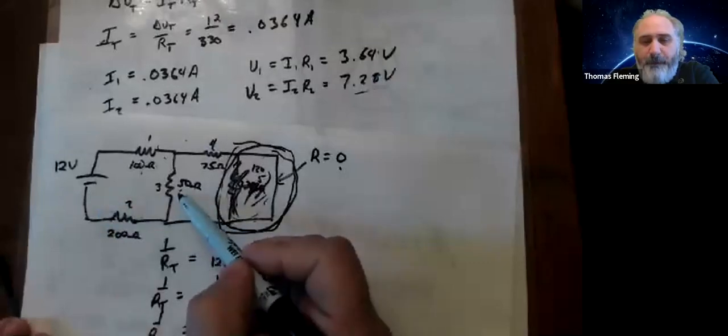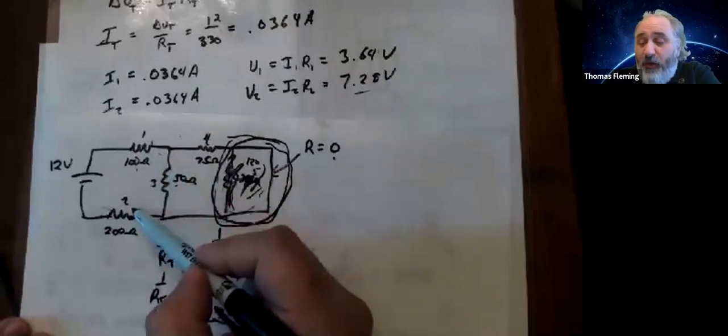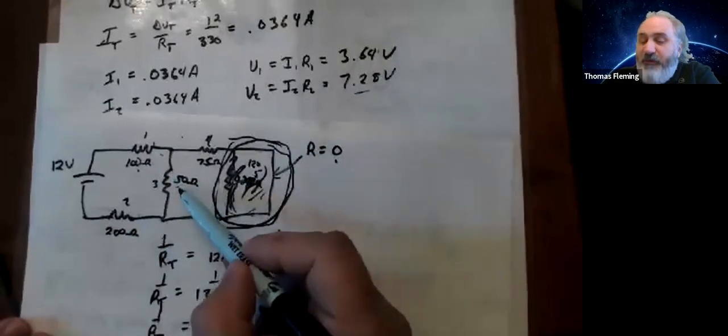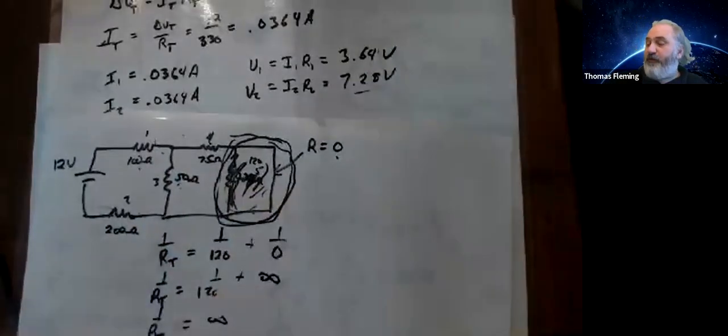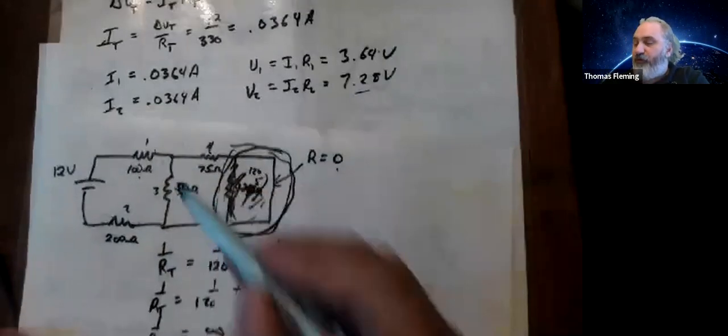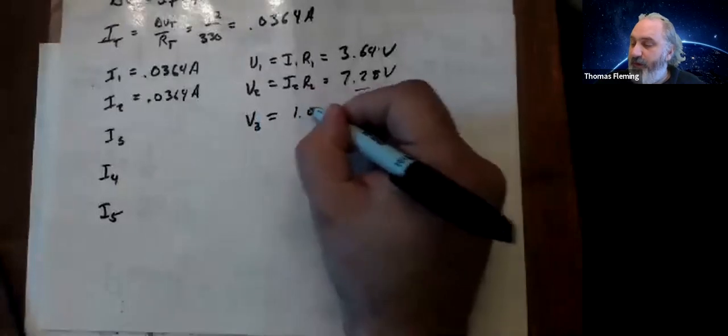Wait a second. How much did I lose here? Can't you just subtract those 2? Yeah, if this voltage plus this voltage plus this voltage better add up to 12, and I know these 2 voltages are this, then this must be the rest. So if I subtract the 7.28, I'm left with 1.08 volts. I must have lost 1.08 volts across resistor 3.